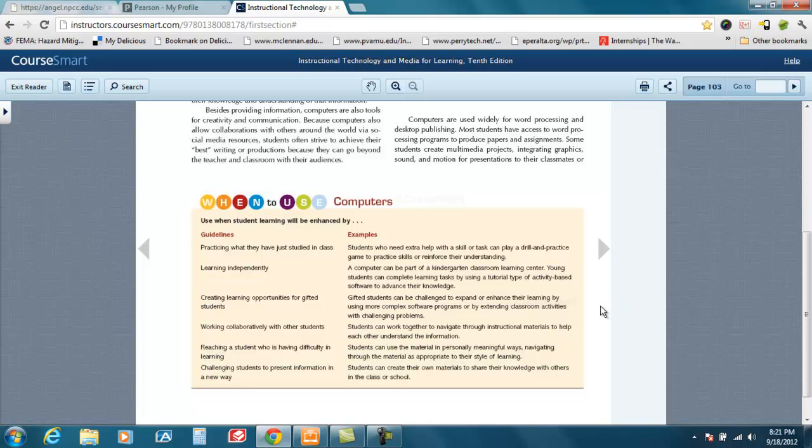And if you continue with the chart, some of the other examples listed are when students need to learn independently, maybe when a student is creating, when an instructor is creating a learning opportunity for a gifted student that needs a little extra, working collaboratively with other students in group work, reaching students who have difficulty in learning, and then also challenging students to present information in a creative or a different way.